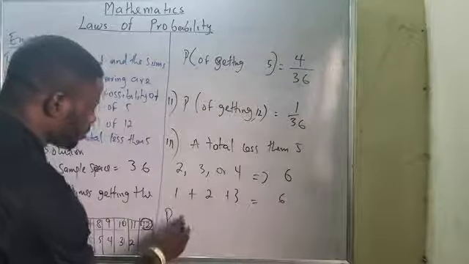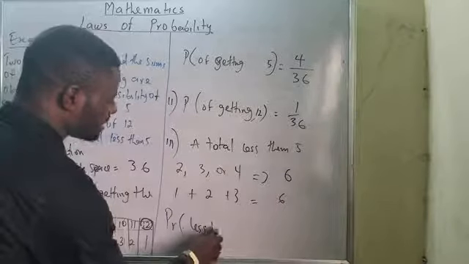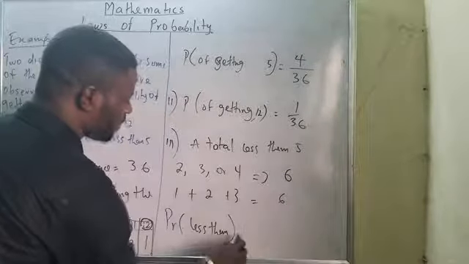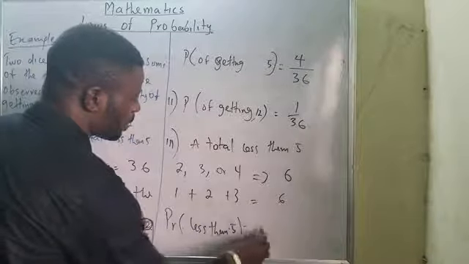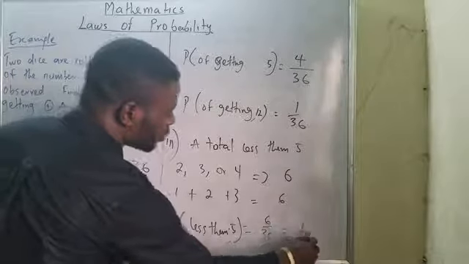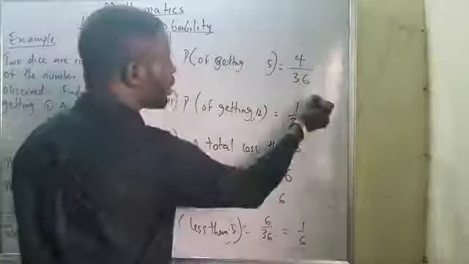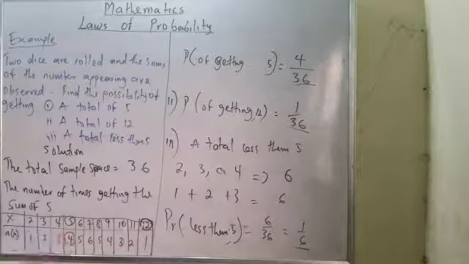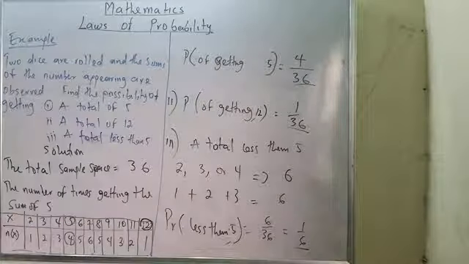The probability of less than 5 will be equal to 6 all over 36, which is equal to 1 all over 6. You can see all the answers are between the range of 0 and 1. They are all in the range of 0 and 1.